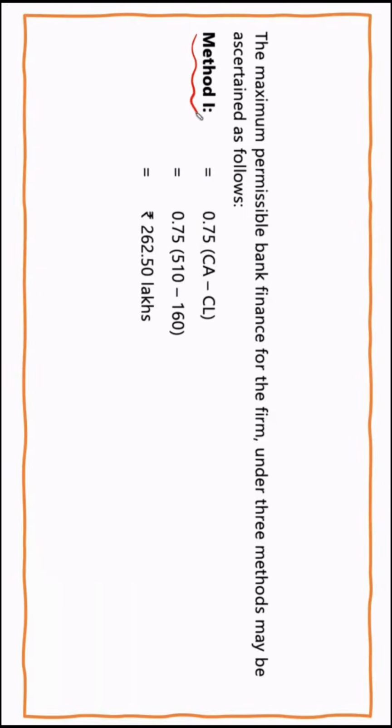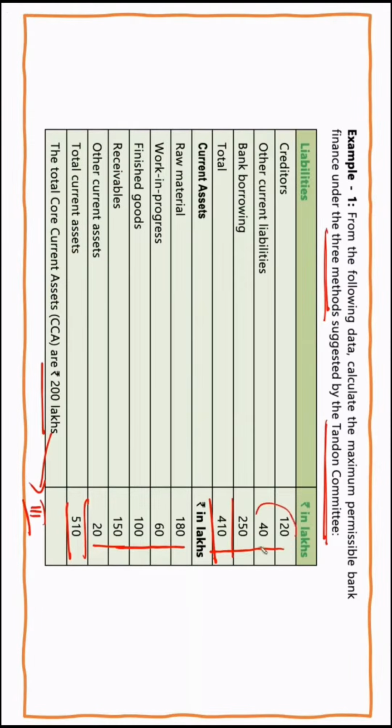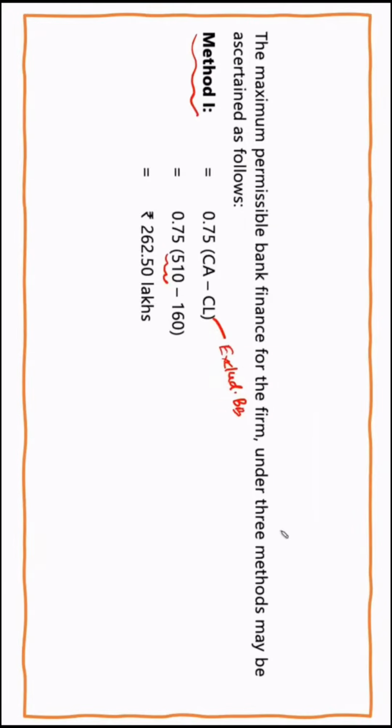In the first method, we arrive at the working capital gap by comparing the current asset with current liability. When we say current asset, we take the entire current asset, but when we say current liability, it is only current liabilities excluding bank borrowings, because that's what we are trying to find out. Excluding bank borrowing means creditors plus other current liabilities is the current liability considered for this purpose. So 510 minus 160, that is the working capital gap. The first method says 75% of the working capital gap can be funded by the banks. So the working capital gap into 75% works out to 262.50. This is the eligible bank finance as per method 1.